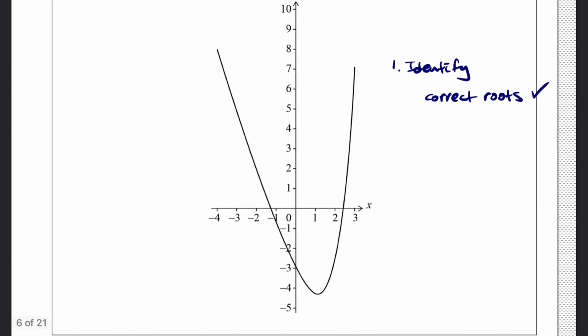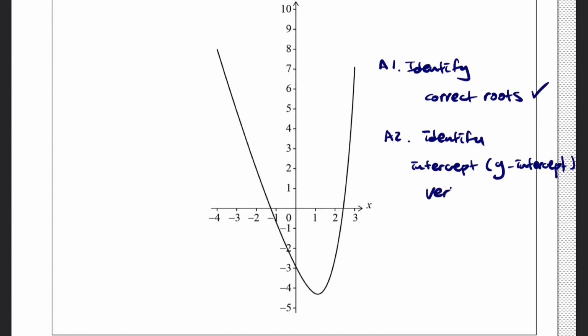Another point that you need to remember is to identify the intercepts. Here the y-intercept is what we need to find. Also, the local minimum needs to be identified too. So in this case, the vertex has to be approximately identified.